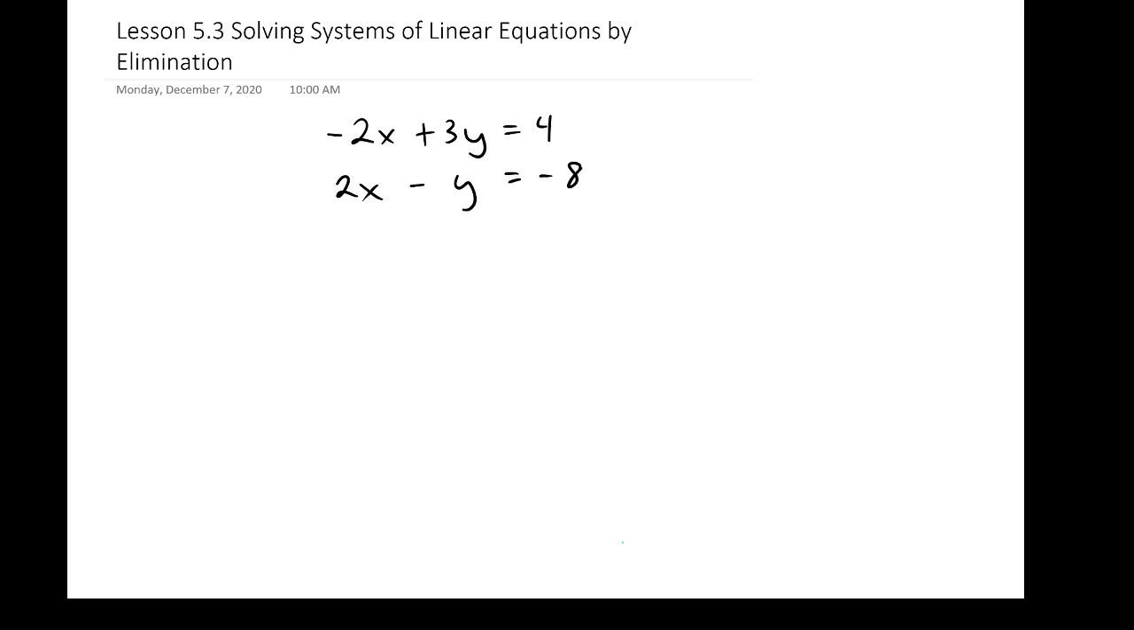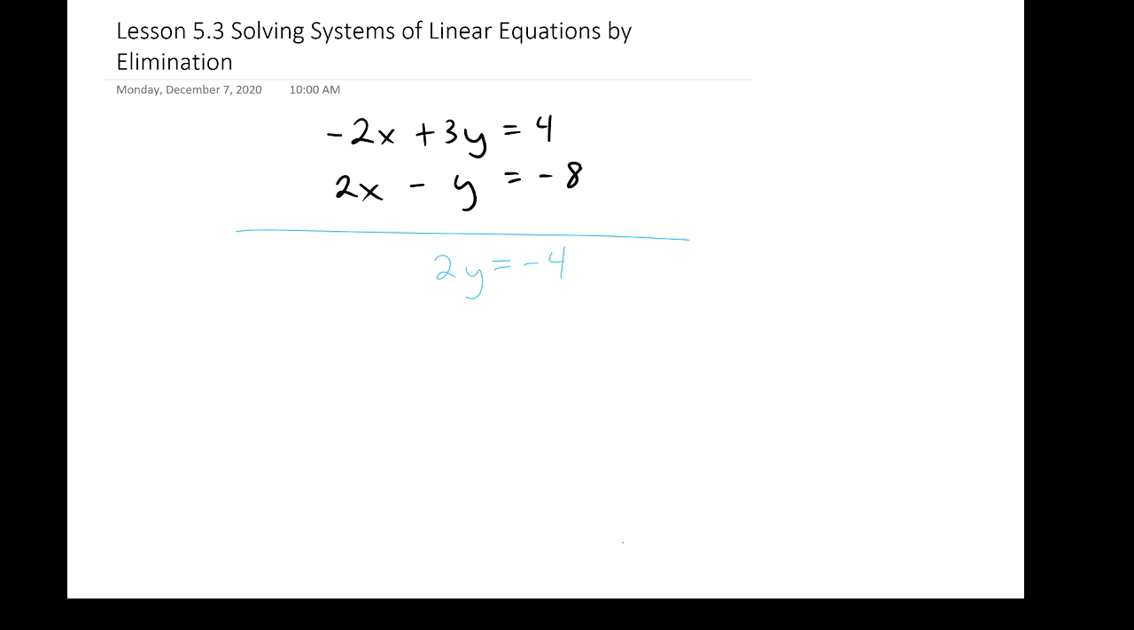Now, the key here on these problems has to do with when we have matching coefficients, or at least if the absolute value of our coefficients match. When we have negative 2x and positive 2x matching, this makes a very quick and clean solution. You can just combine these two equations, so you just take the sum. Negative 2x plus 2x winds up being just 0. When we add 3y and negative y, the result is 2y. And we add together 4 and negative 8, and that gives us negative 4.